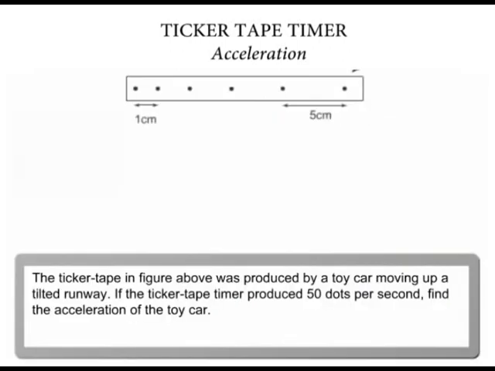So the ticker tape in the figure above was produced by a toy car moving up a tilted runway. If the ticker tape timer produced 50 dots per second, find the acceleration of the toy car.